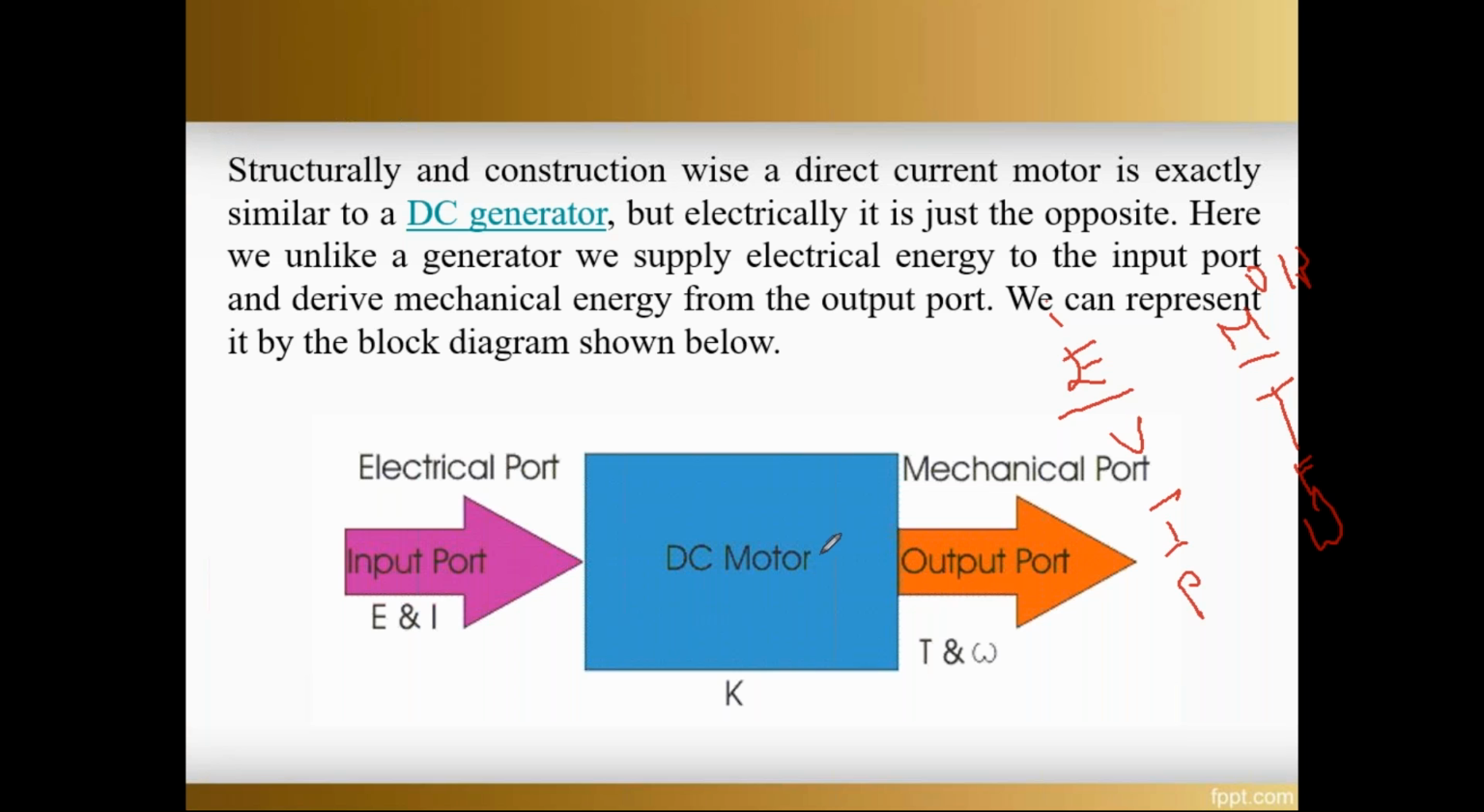Now if we consider the structural diagram for the DC motor, this is the input and this is the output. Here we are giving electricity as an input and getting mechanical as an output. We are giving the electrical energy in terms of voltage and current, and we are getting the mechanical energy in terms of torque and angular velocity.